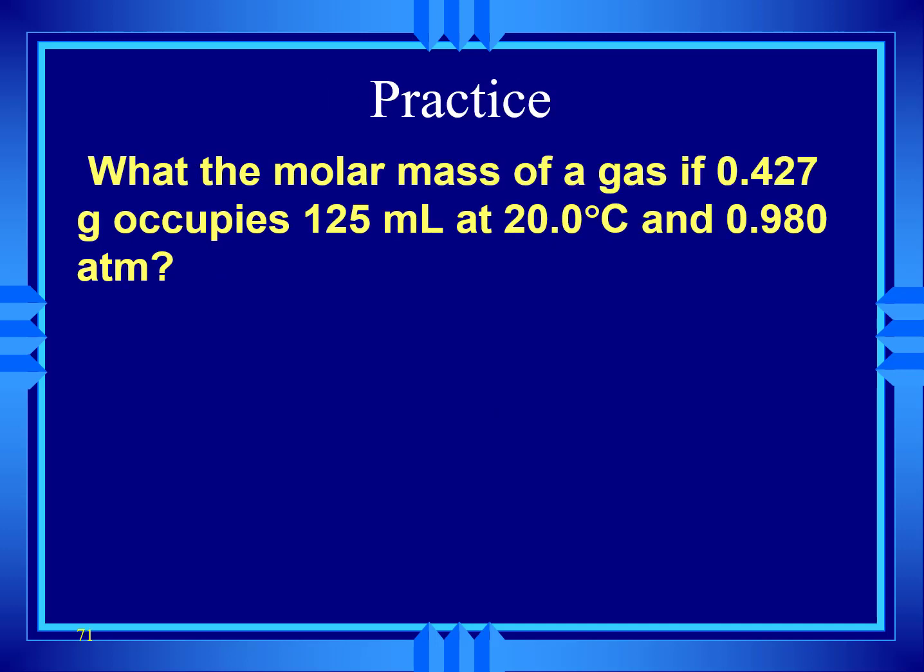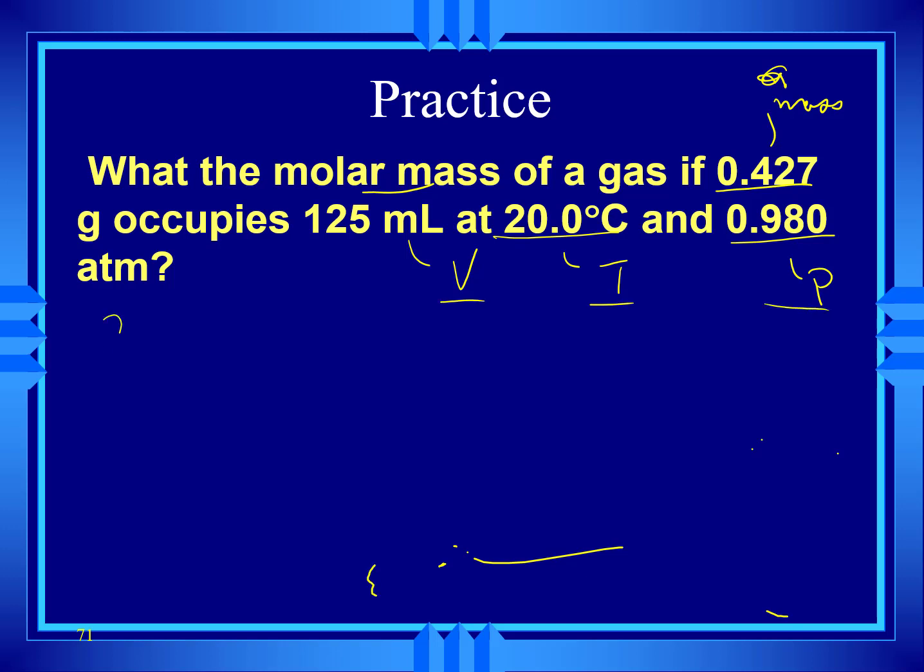So here's an example. It's number 16 on your example sheet. Let's give this a try. What is the molar mass? They want molar mass, and they gave me 0.427 grams, that's a mass. 0.98 atmospheres, that's a pressure. 20 degrees Celsius, that's a temperature. And 125 milliliters, that's a volume. So from P, V, and T, I can find n, because PV equals nRT.